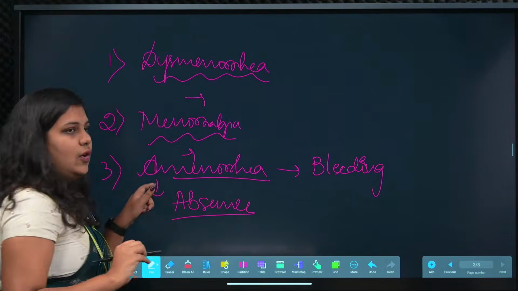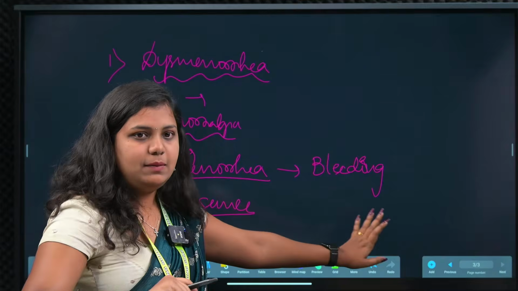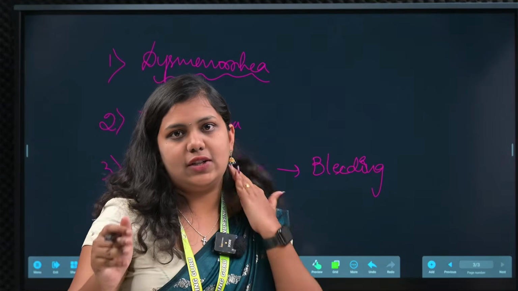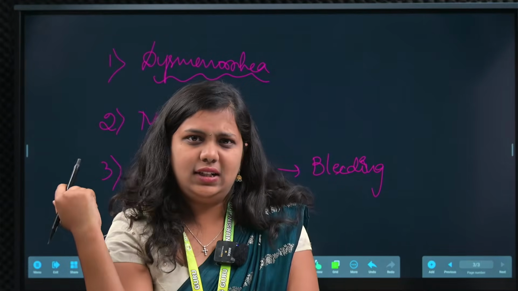Okay, so always the A indicates what, absence. Menorrhea, in the sense, is a menstrual bleed. So absence of menstrual bleed is known as what, amenorrhea. So there are certain causes of this.